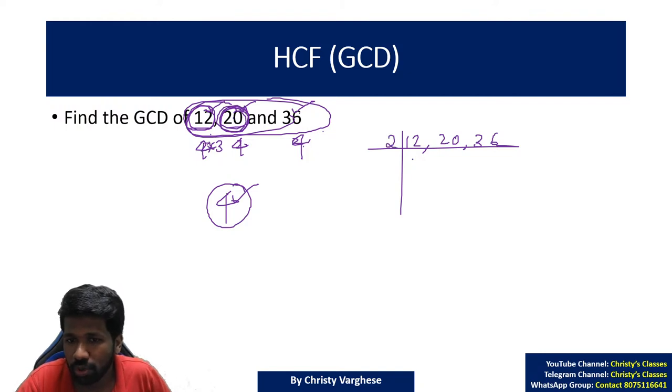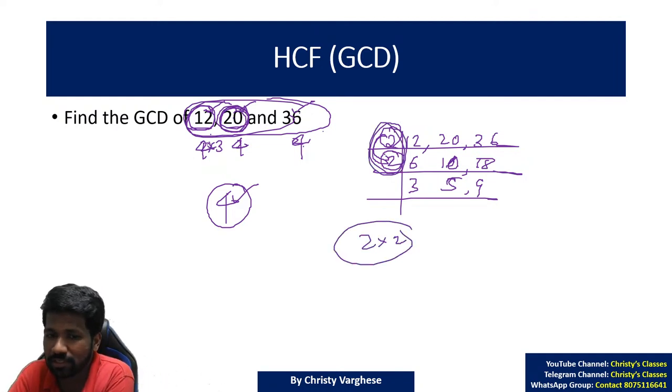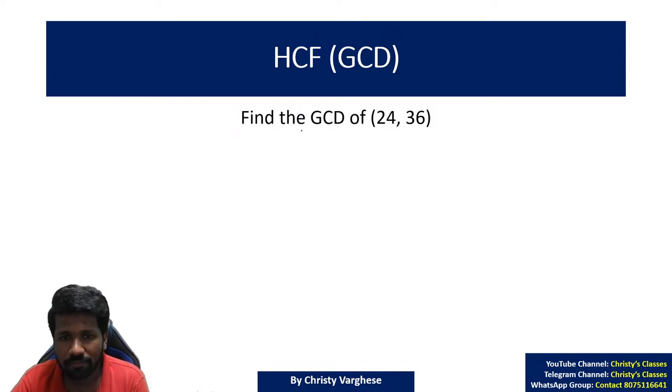The common factor 2, if you divide, you will get 6, 10 and 18. And if you divide by 2 again, you will get 3, 5 and 9. So now there is no more common factors. Now just multiply: after prime factorizing, 2 into 2 will be enough. That is how to find the common factors. Finding common factors and multiplying will give you the HCF. So likewise, you can try these questions. When there are more numbers also, same way you can proceed.